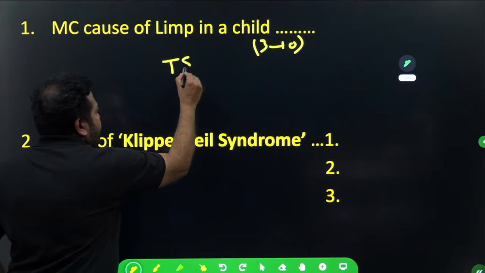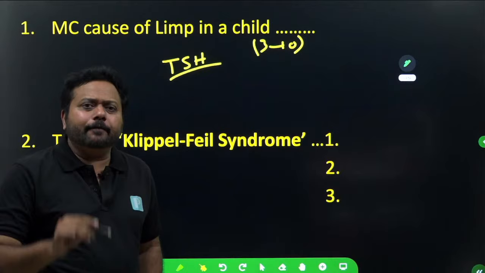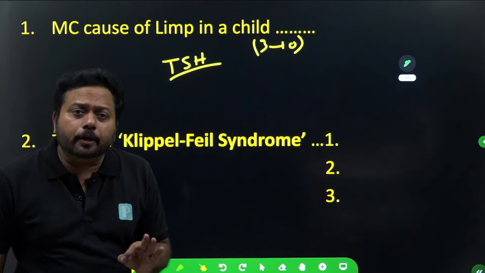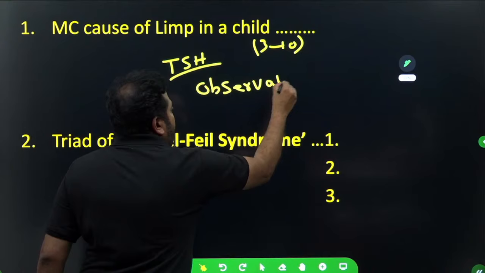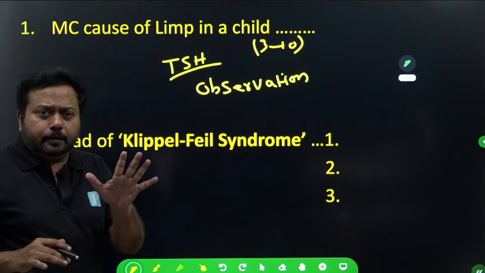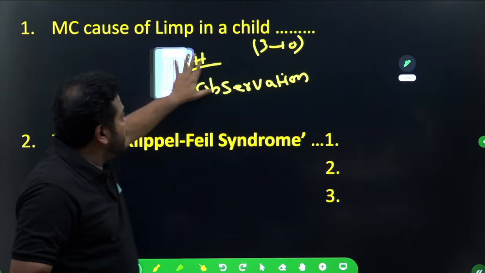The limp in a child, if it's a painful limp, the most common cause in the whole world is transient synovitis hip. What do you mean by transient synovitis hip? Some books use the word observation hip. No book says clear cut what the cause is, but most books say, and very commonly in our practice also, this is associated with upper respiratory tract infection.